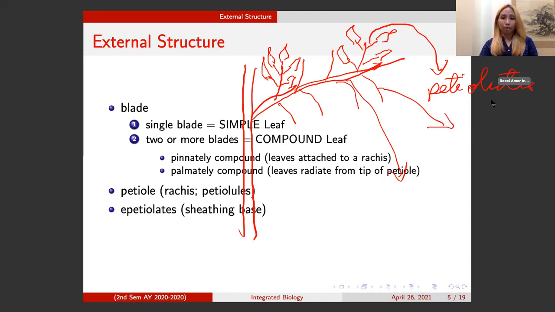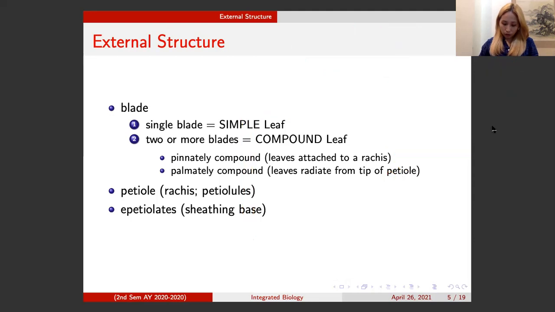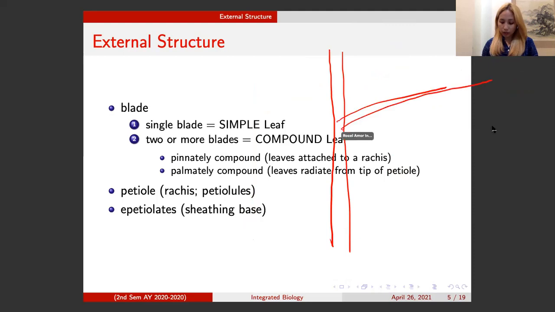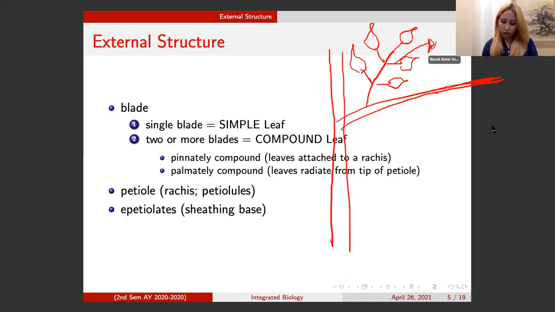Okay? Right. Oh, sorry, that's supposed to be L. Okay? So those are the petioles. Okay, so let's fix the drawing a little. So let's say you have the petiole, okay? That's your rachis. So if there are smaller leaflets instead of just one leaflet connected to the rachis, then this is a pinnately compound leaf. Okay? So these small extensions are what we call petioles.